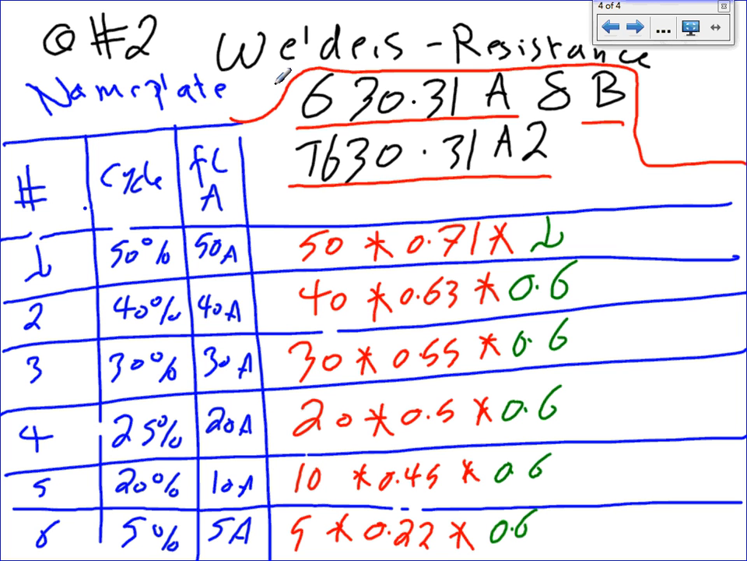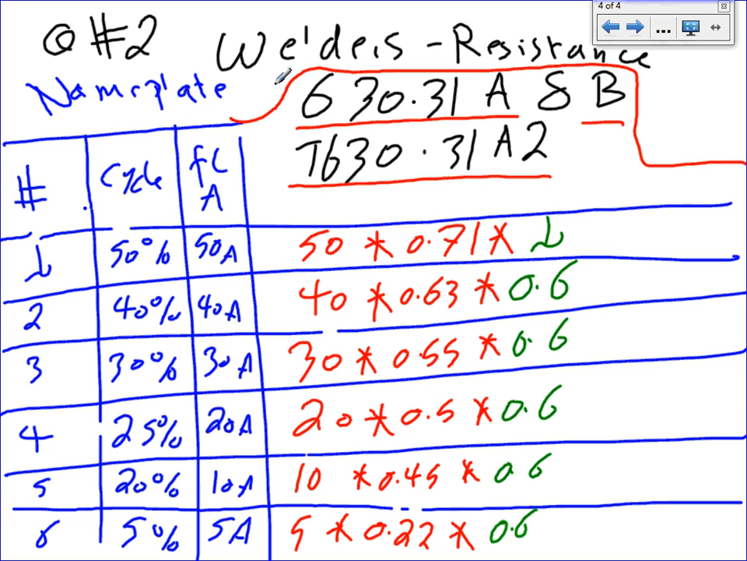No, that's 20 amp. 20 amp multiplied. What's the multiplier for 25%? 0.45. Is that 0.5? I think you're right. You have to use the resistance welder table, from table 630.31(A)(2), right here at the bottom. 25% is 0.5. 25% cycle. Yep.